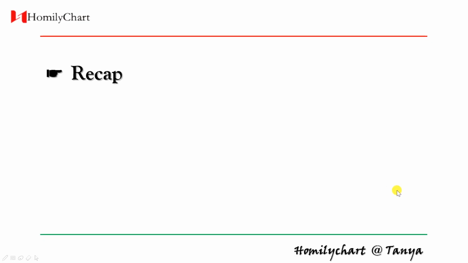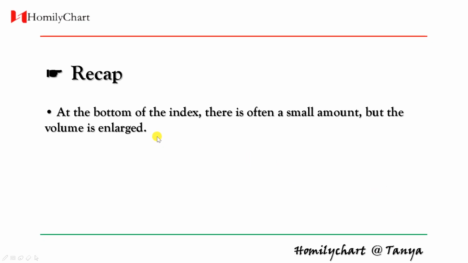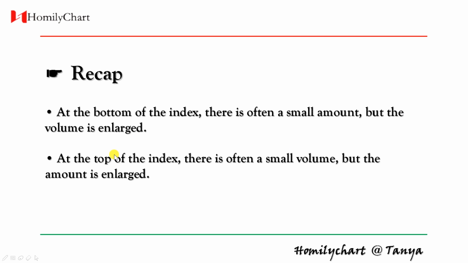Today we learned amount. At the bottom of the index, there's often a small amount, but the volume is enlarged. And at the top of the index, there's often a small volume, but the amount is enlarged. If you want to know the average price, then we need to use amount divided by volume.